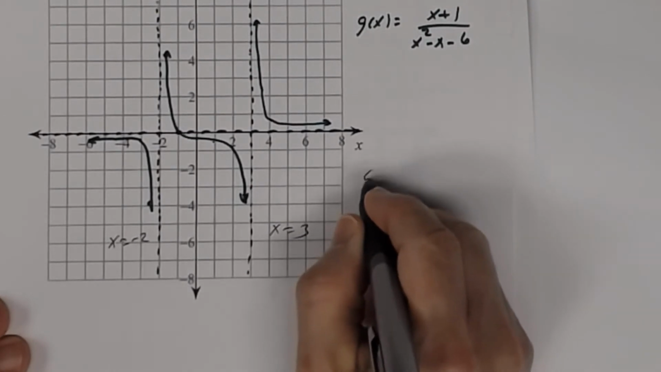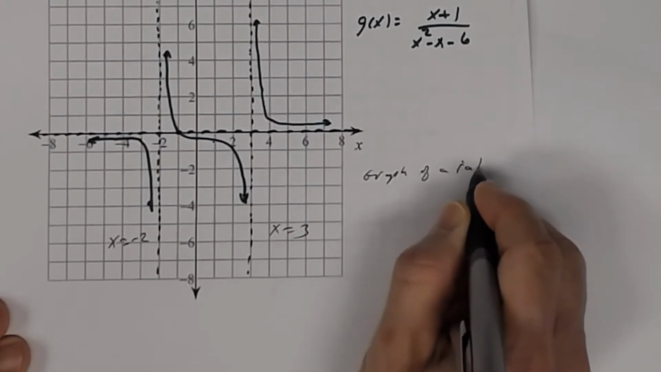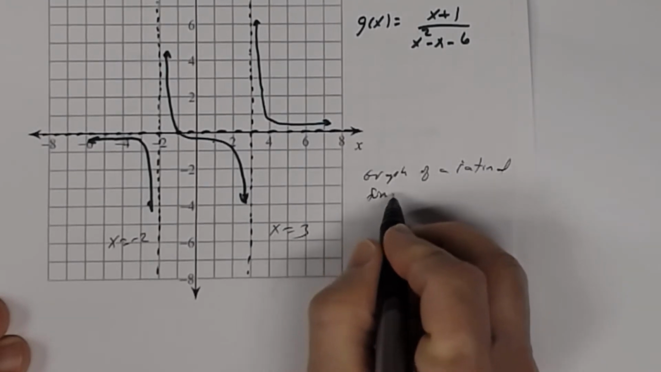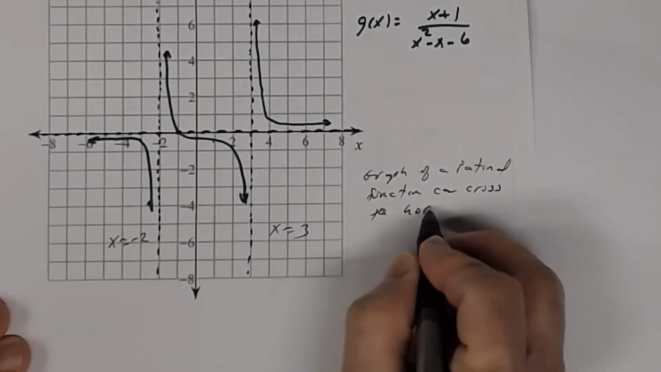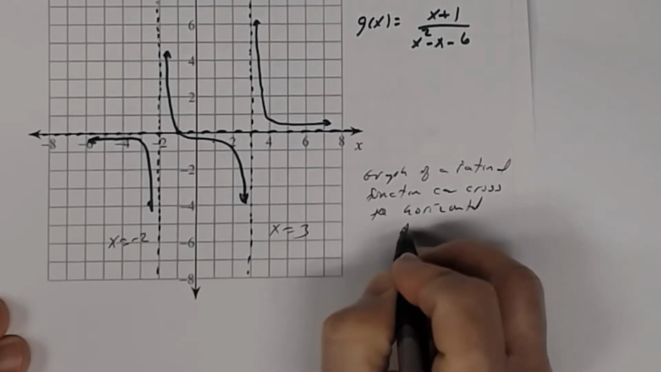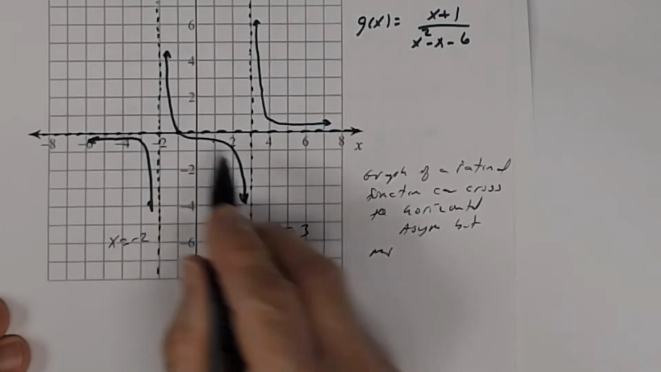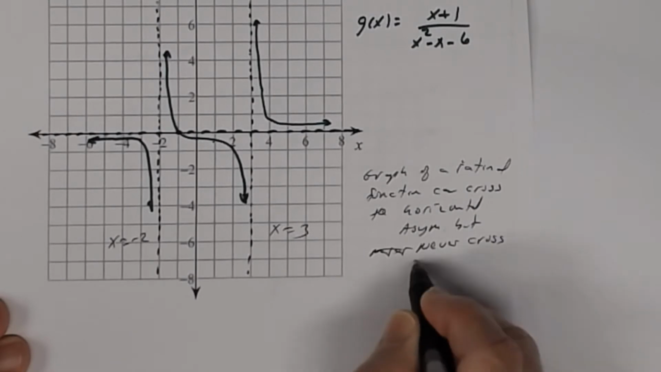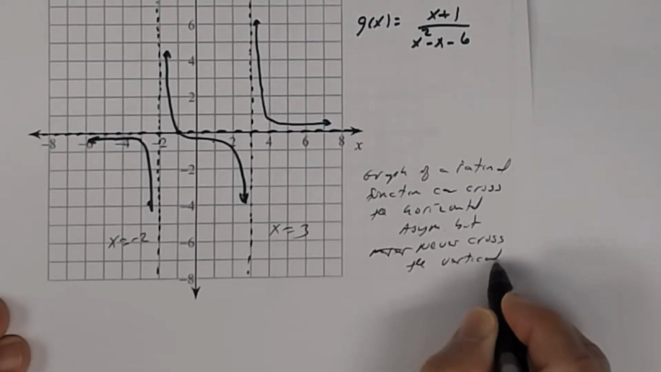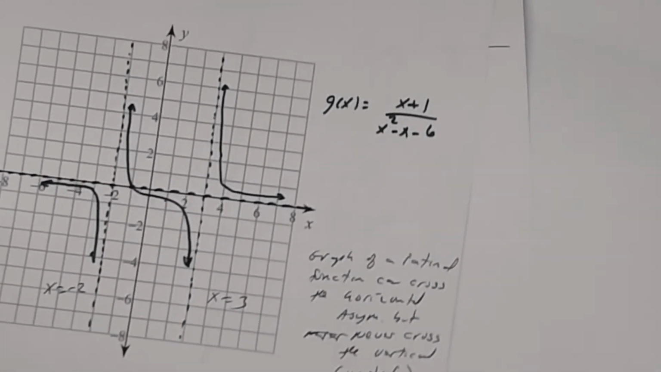So let me write this down. The graph of a rational function can cross the horizontal asymptote, but never, as you see here, never cross the vertical, because that's where it's undefined. All right, so it's not part of the domain. Okay? All right, so that was number 2.